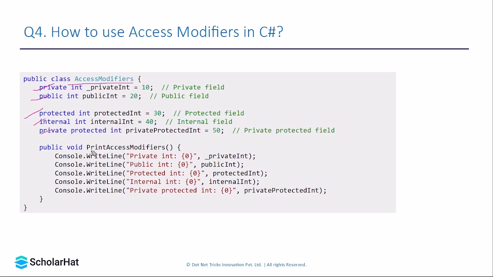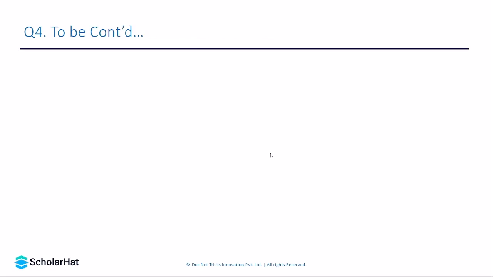And in this print access modifier method, we are using all those fields, printing the value of all those fields on the console. In the first method, we are printing the private int, then public int, then protected int, then internal int, and then private protected int. So let's understand how this class can be used in the next slide, and how we can access these objects.